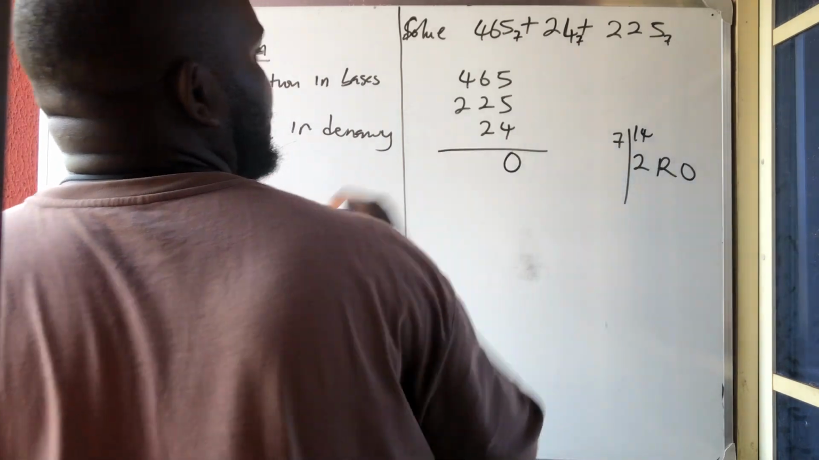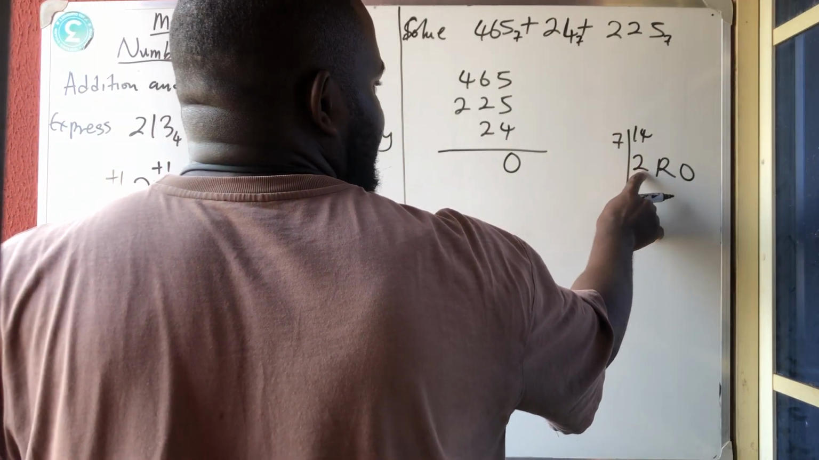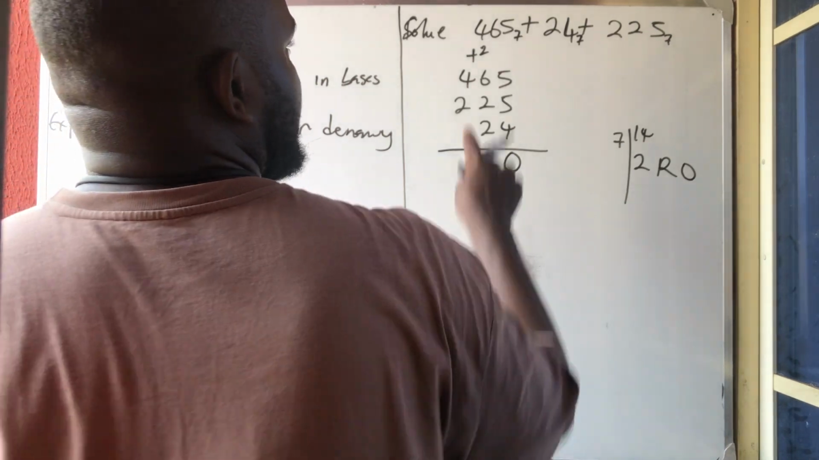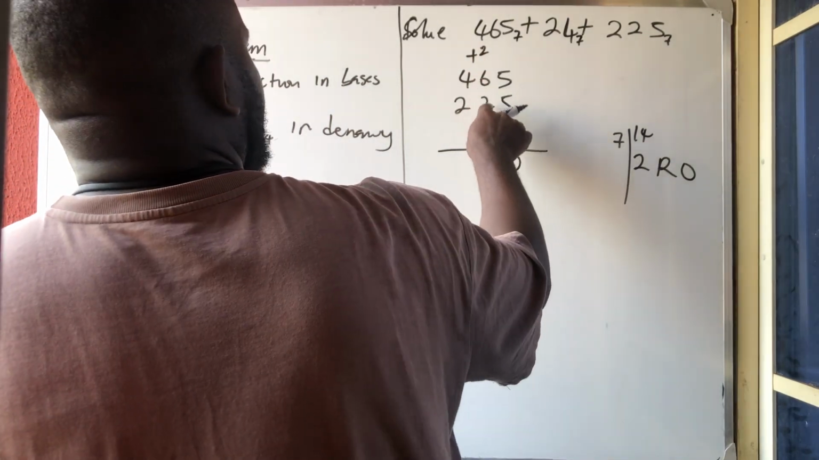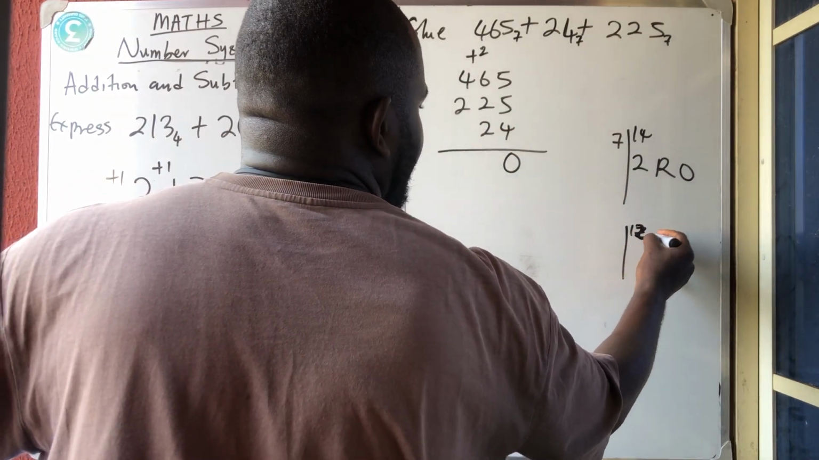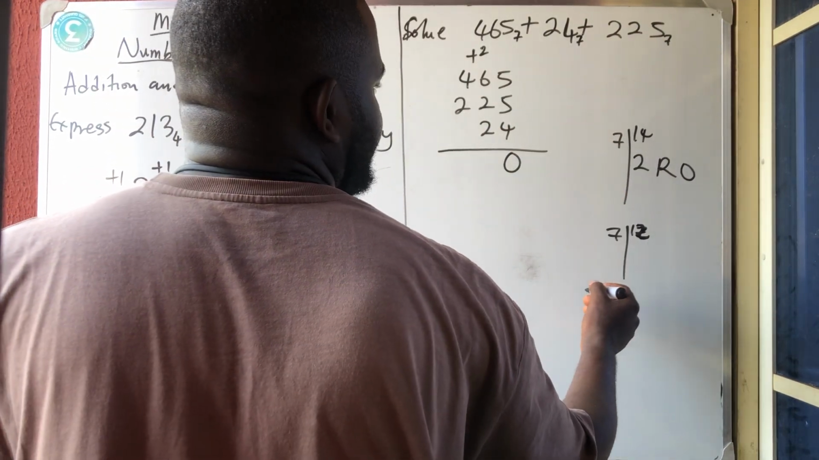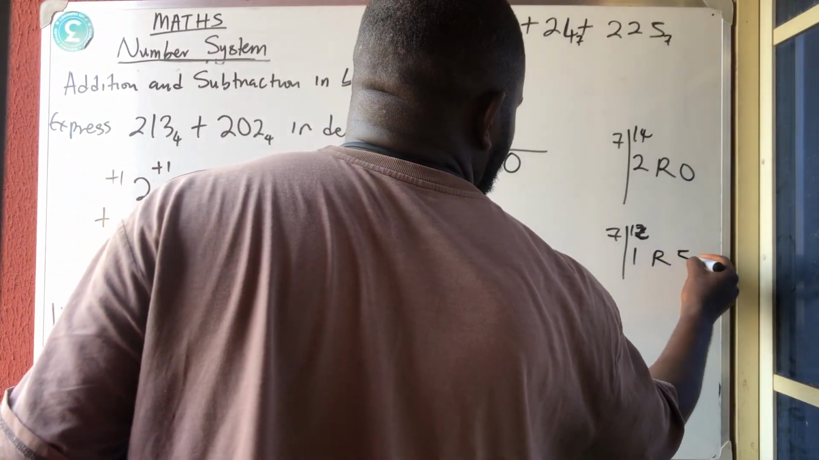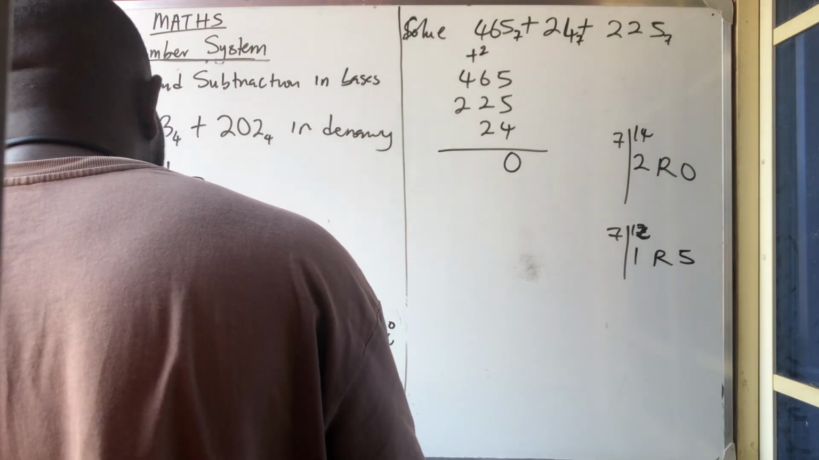So I'll carry the 0 and put it here. Then the 2 that I have is what you will now carry. Carry 2. Okay? So you now say 2 plus 6, 8, 10, 12. I cannot write 12. I will say again 12 divided by 7. I'm having 1 remainder 5, right? 1 remainder 5. Okay? So what do you do now?